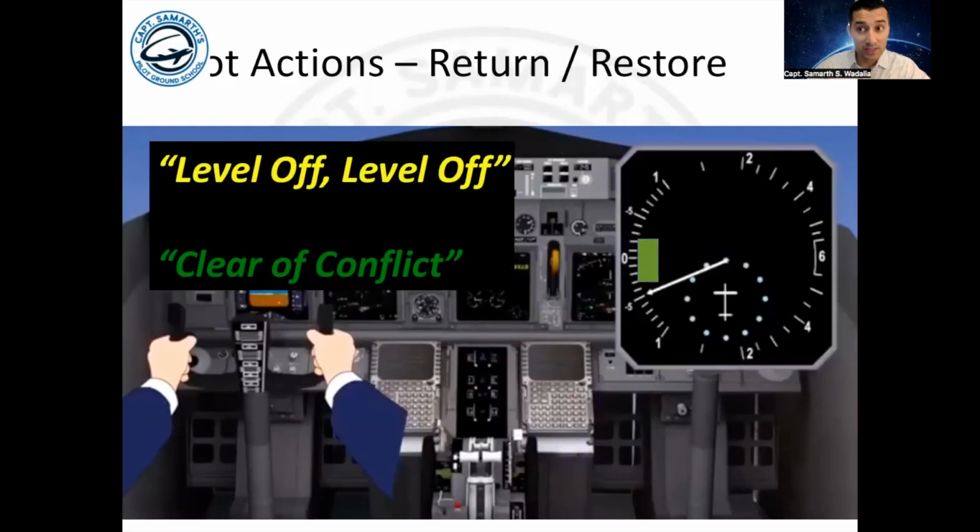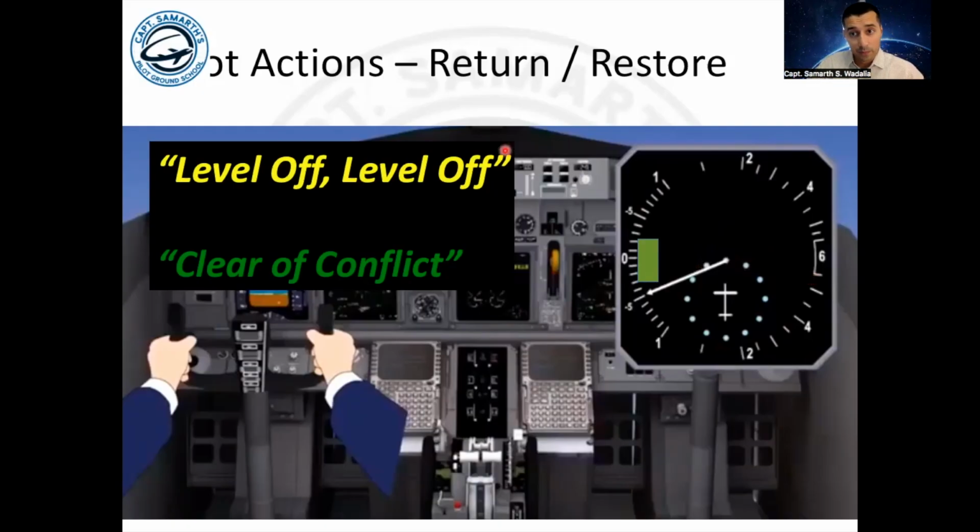You may now receive further instructions as part of this RA, resolution advisory. You may, for example, receive an instruction saying level off, level off. And you will notice, as part of level off, your vertical speed indicator green band has moved close to zero, thereby telling you, Captain, to bring your vertical speed indicator needle to zero. That means level off the aircraft.